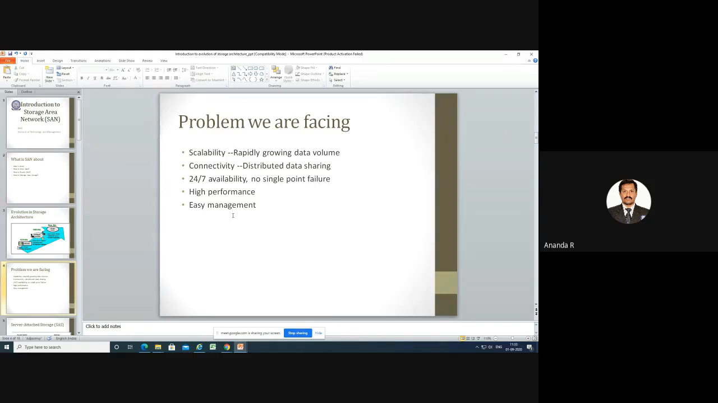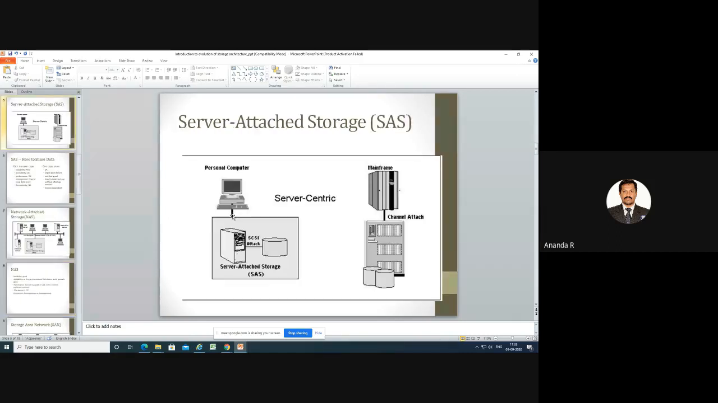So all these are some of the different problems we come across. To solve all these problems, we think about a new kind of network, especially for storage, which is called the storage area network. Let us go to the next slide, the server attached storage, shortly called SAS. So what is this server attached storage?